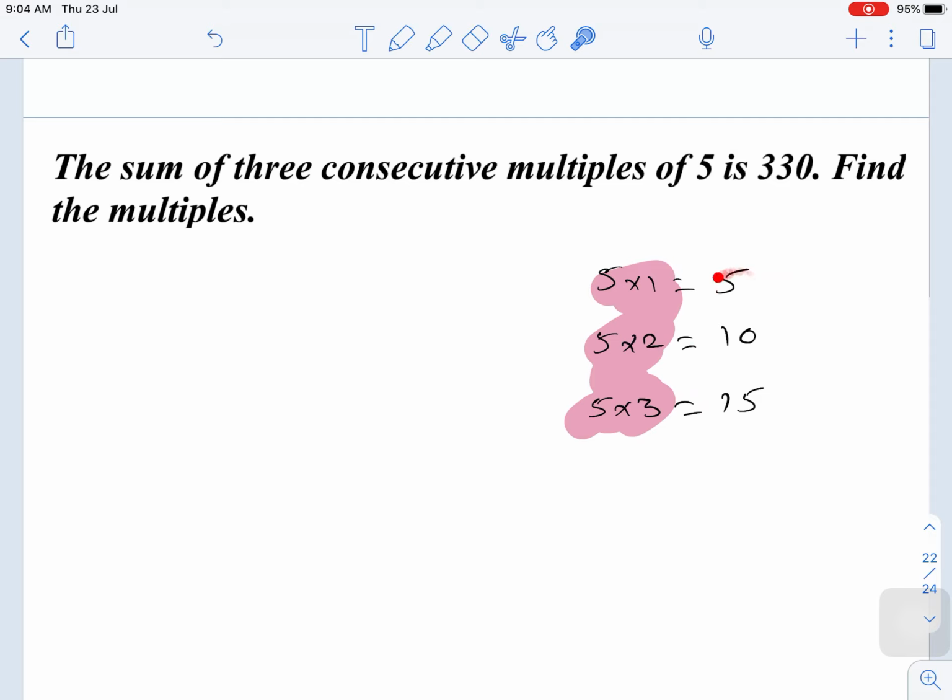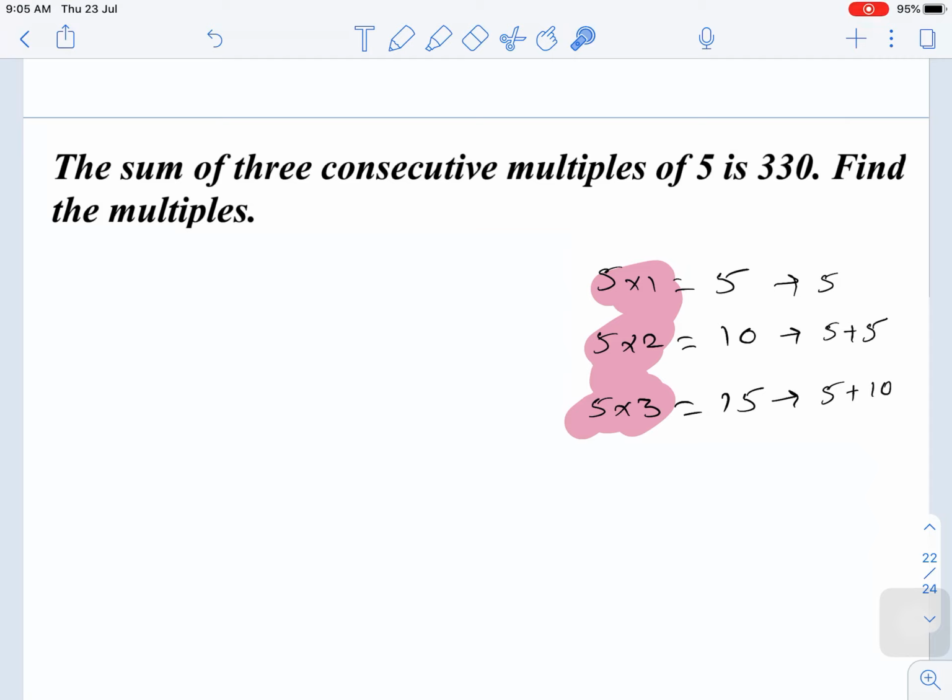Now we can write this in a proper pattern. What pattern will be there? Remember that this can be written as 5 as it is, this can be written as 5 plus 5, this can be written as 5 plus 10. So here you can see that this number is the same every time, and every next number is increased by 5.